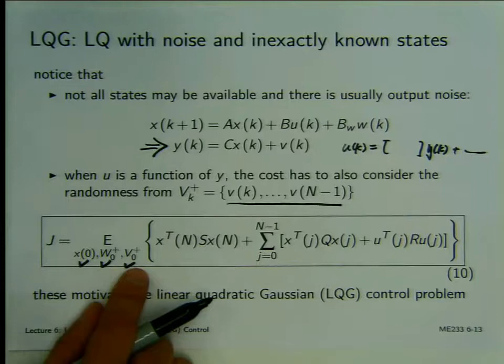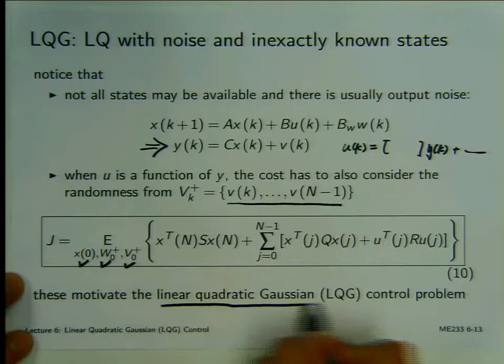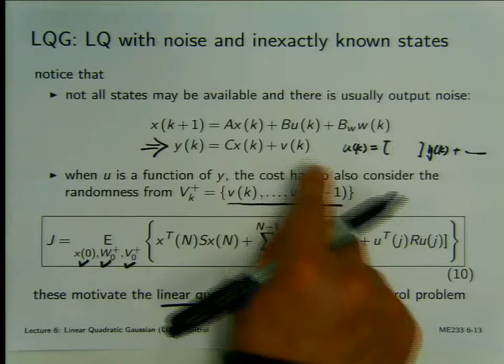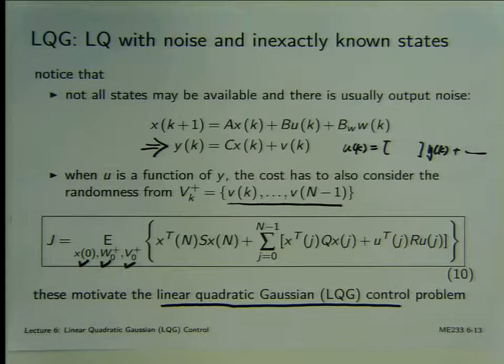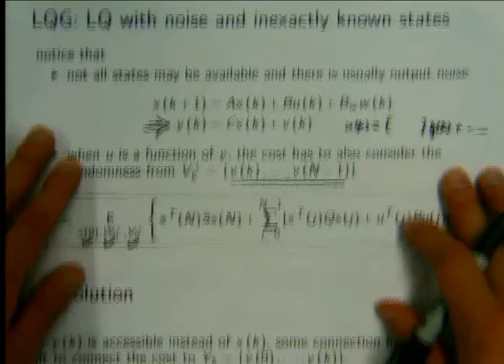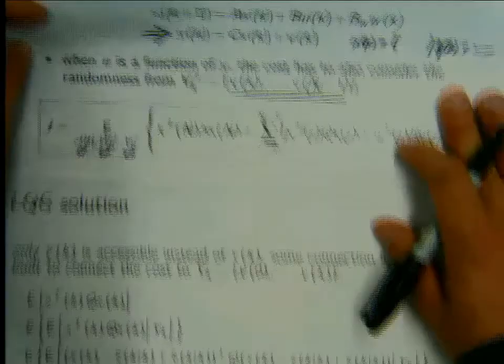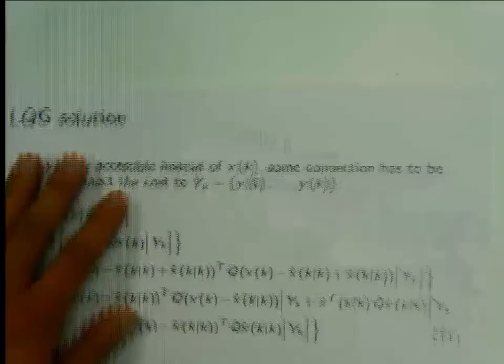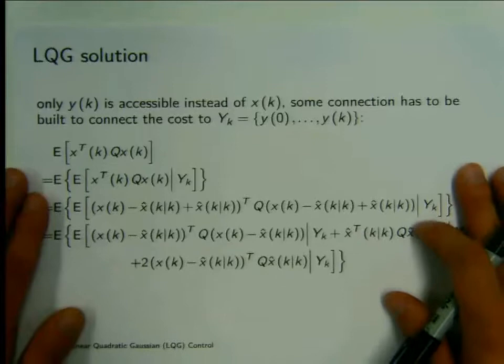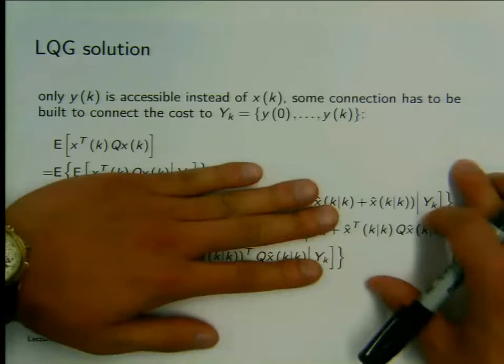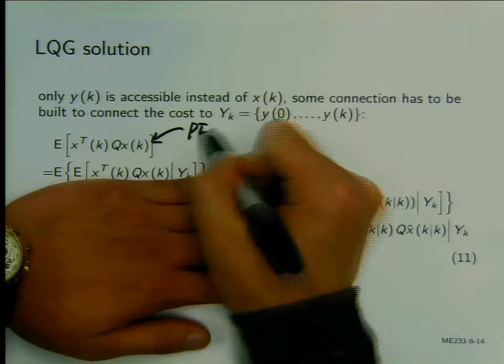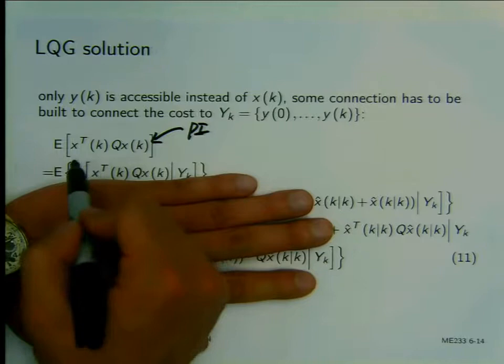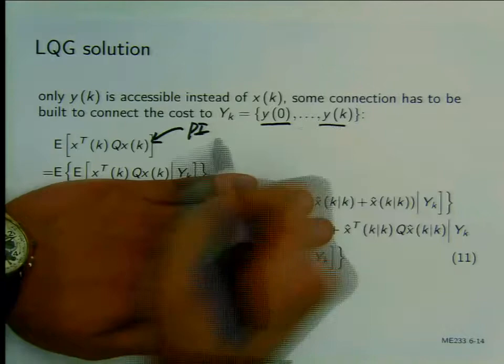So this is the LQG problem, the linear quadratic Gaussian control problem. And the assumptions are the same. V is also Gaussian white. Okay. So now, because in the performance index we have these quadratic functions of u and x, but we only have measurements y0 to yk. We only have this measurement.